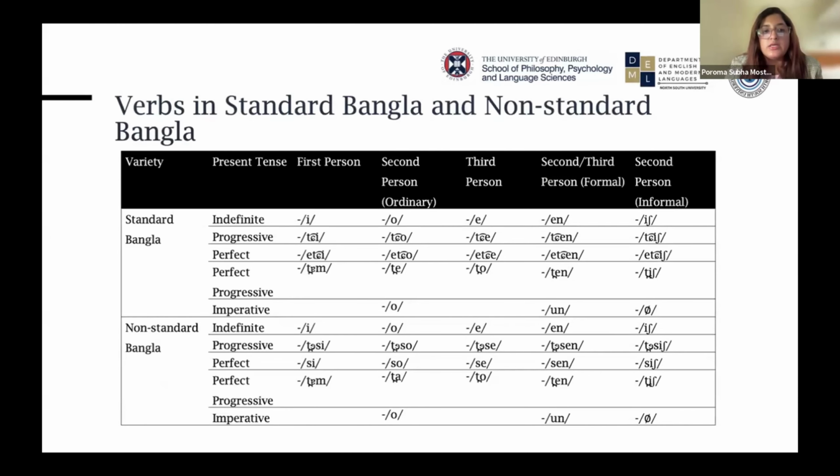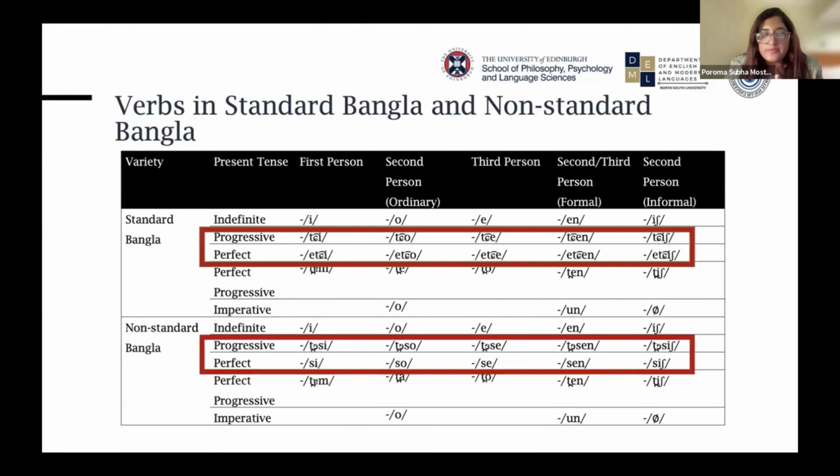So then we moved on to exploring what are the actual differences between the verbs in standard Bangla and non-standard Bangla. We focused on the present tense, not past or future, and we identified how, depending on whether it's indefinite, progressive, or first person, second person, different sorts of suffixes are added to the verb.